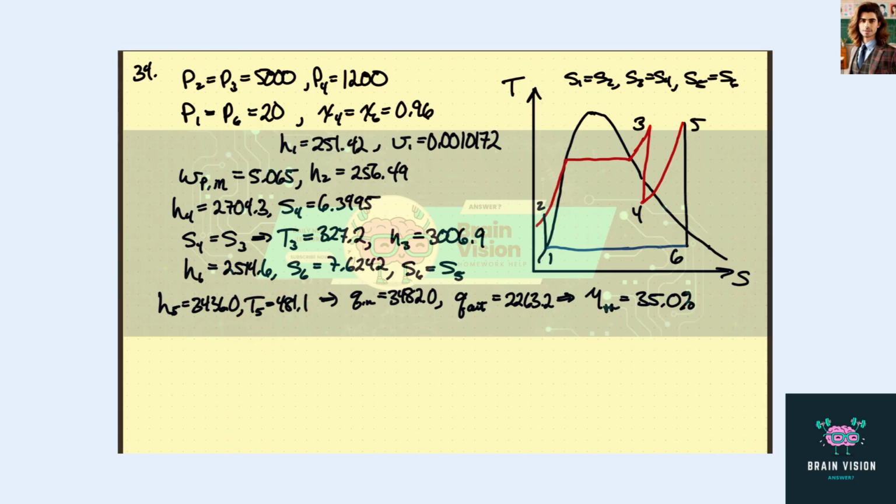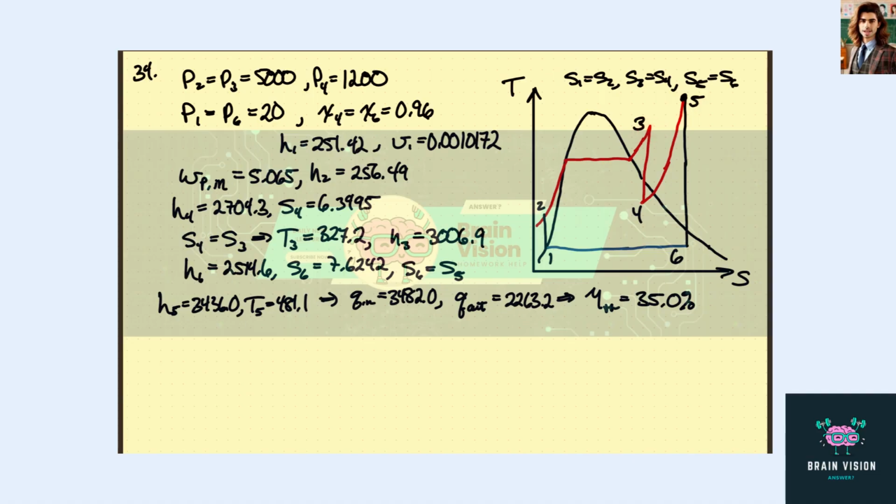So I kind of drew this a little bit here. That should be at a higher temperature. So we go up here to 5, and we're up somewhere around here. So we're at 481 here, and down here we're at 327.